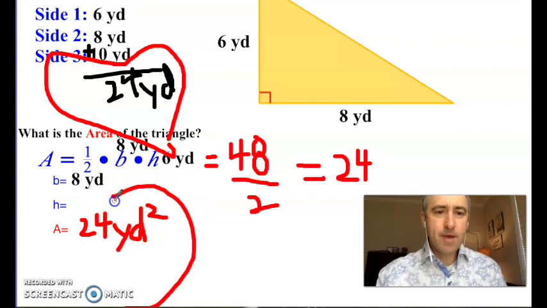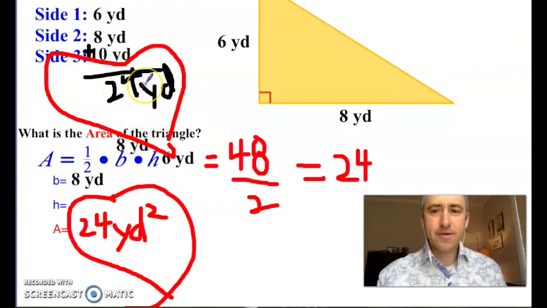And I want to make one more comment. Notice that both the area and the perimeter are the same. That just happened that way. It does not usually happen that in triangles the perimeter and the area are exactly the same.